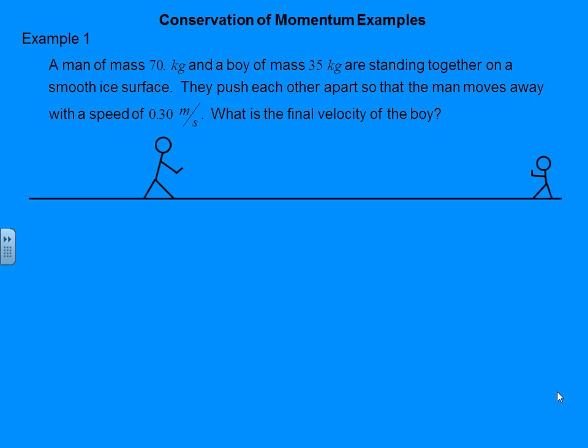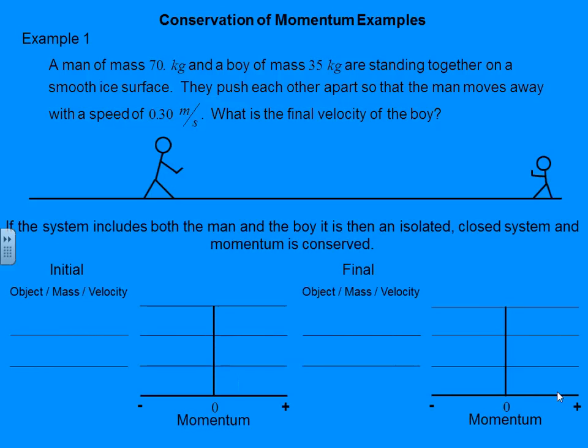So, we could do this problem mathematically, but I am going to try to do this with momentum bar graphs. And if you remember, those are horizontal because we need to have a positive side and a negative side, since momentum, after all, is a vector quantity. If we make our system the man and the boy, then it is an isolated closed system, and therefore we know momentum will be conserved.